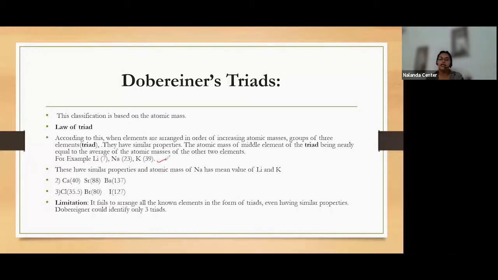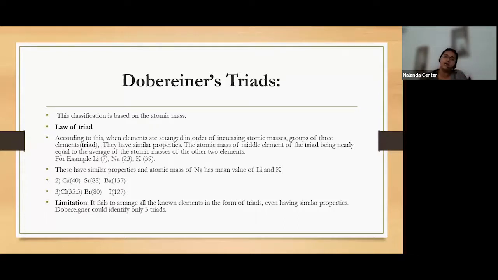Now, what is the limitation? Even when quite a few elements were known during Dobereiner's time, he was able to find out only three triads. Dobereiner could find only three triads, even when there were other elements with similar properties. This was a limitation. So this particular triad concept was not applicable to all the elements which were known during that time. That is a major limitation.